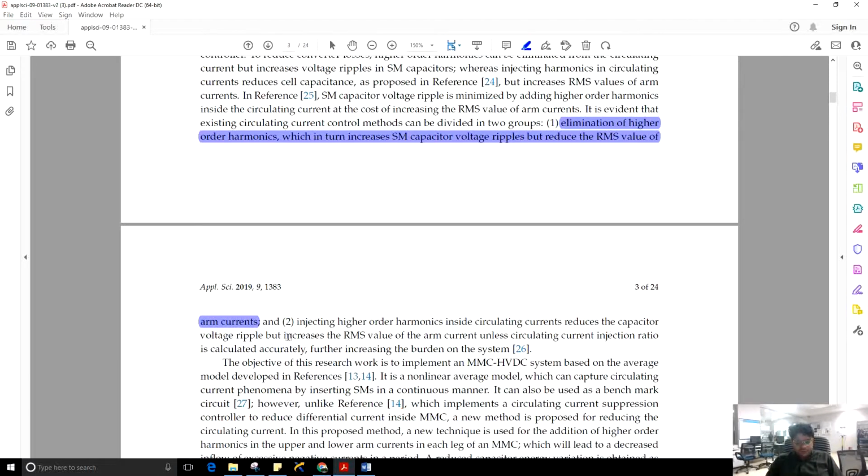The second way is injecting higher order harmonics inside circulating currents, which reduces the capacitor voltage ripple. So if you inject higher order harmonics in the circulating current, this will result in the reduction of capacitor voltage ripple, but due to the injection of higher order harmonics inside circulating current, certainly the RMS value of arm current will increase, and this will result in more power losses. So these are the two ways in which circulating current can be controlled. But there is a trade-off between circulating current and capacitor voltage ripple problem in these two methods.